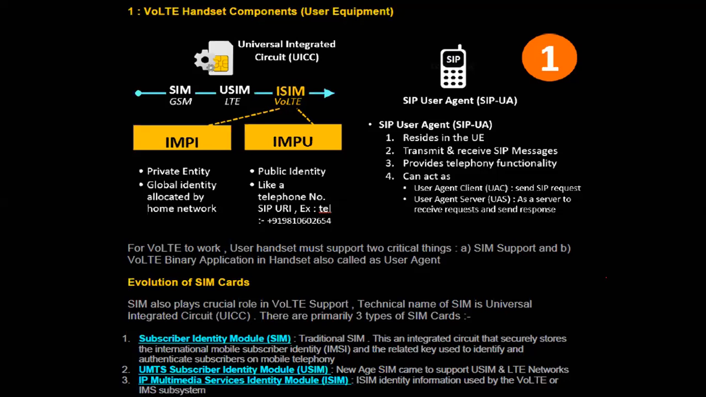So if at that time you insert the ISIM, your data service works fine, but your VoLTE does not work. For that, your UE must also support the SIP user agent. It provides telephony functionality and can act as a user agent client or user agent server, to receive and transmit the data.